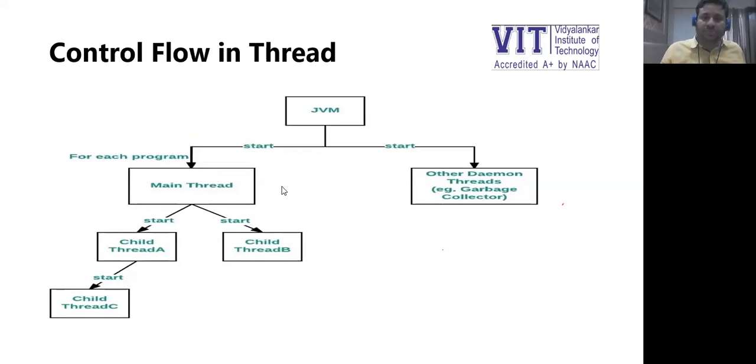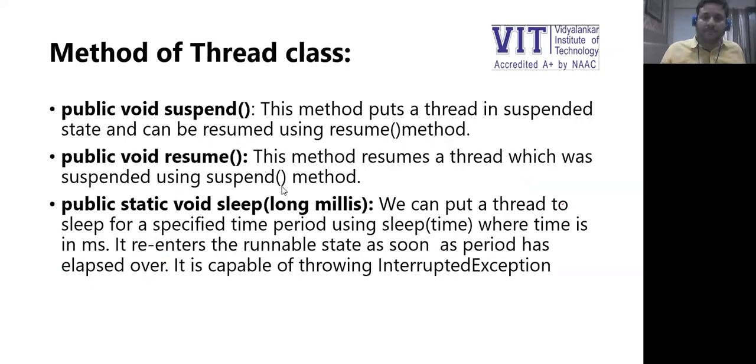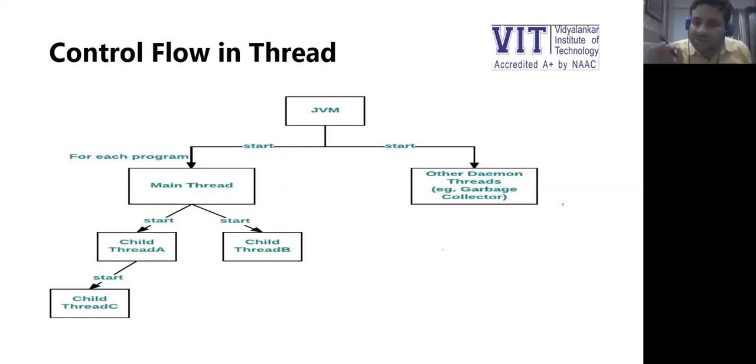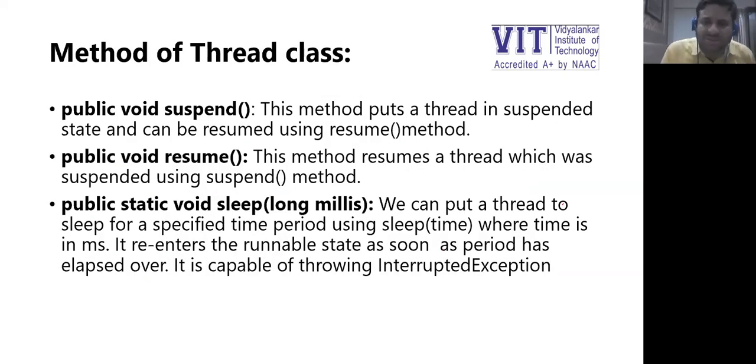Now I would like to discuss some methods of the Thread class here. Suspend is a method. The suspend method puts the thread in a suspended state. It is in a blocked state, and we can regain the thread by using the resume method. So the resume method is to resume a thread.